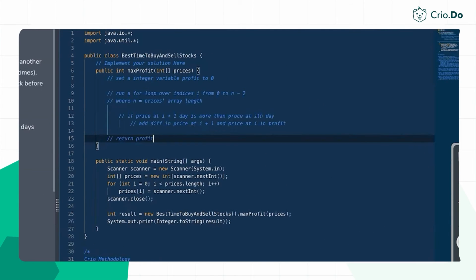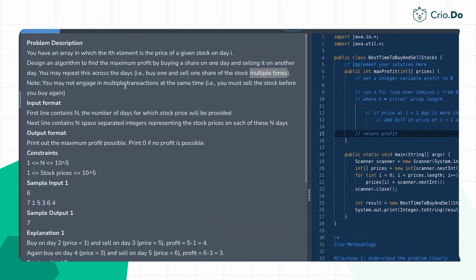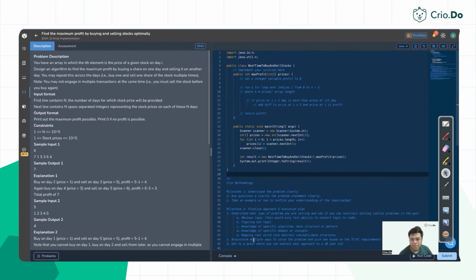That is the maximum profit which we can make, given that we are allowed infinite transactions, such that no two transactions should take place simultaneously. Multiple transactions should be taken, but at one time only one transaction should be there. So this will be the pseudocode.